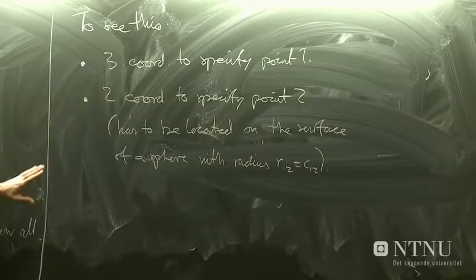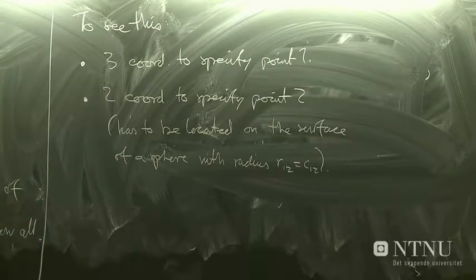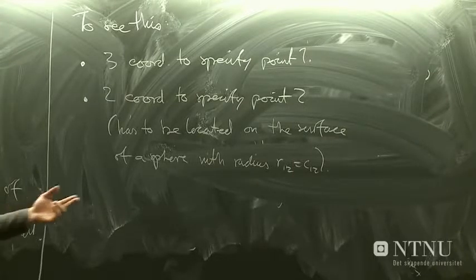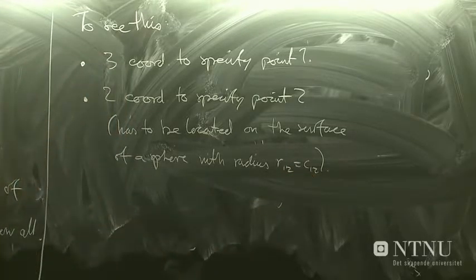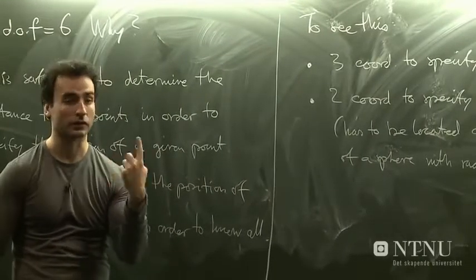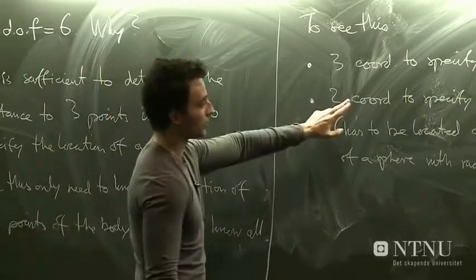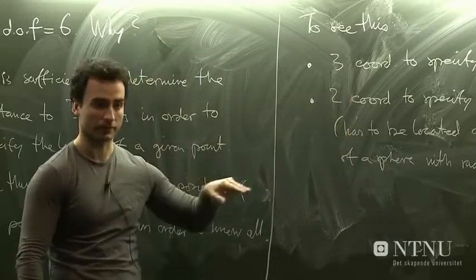And the reason why we only need 2 coordinates to specify point 2 is that point 2 has to be located on the surface of a sphere with point 1 in the middle and with a radius c12, which is a constant. Due to the fact that it's a rigid body, the distance between point 1 and point 2 is a constant. And so if point 1 is specified, then point 2 has to be somewhere along a sphere. So we need only 2 coordinates to specify its position on a surface.